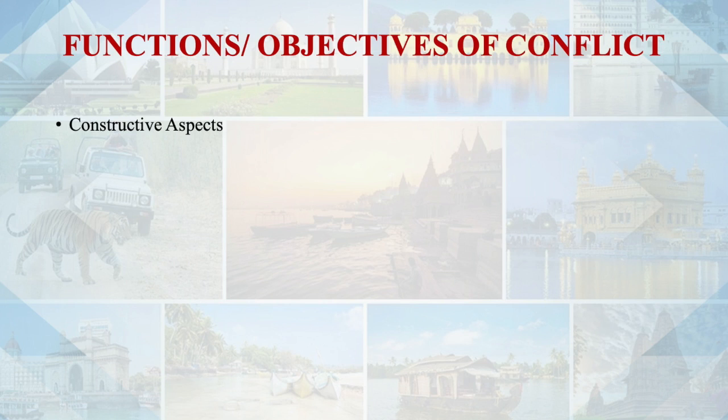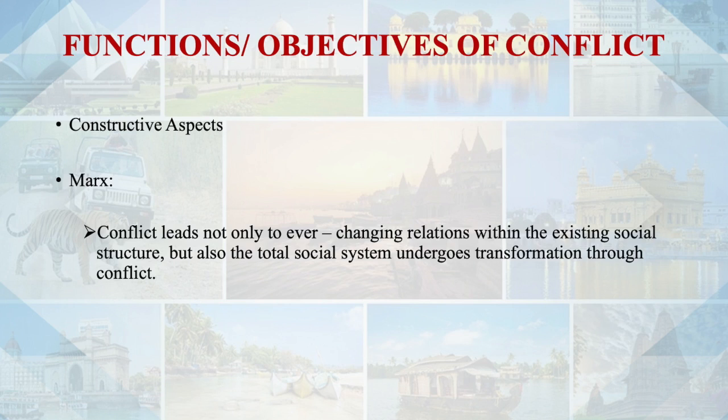Let us first look at the conflict from the constructive point of view, meaning the constructive aspect. In this, Marx has said that conflict leads not only to ever-changing relations within the existing social structure, but the total social system undergoes a transformation through conflict. So the basic tenet of the Marx definition is that under conflict, the total social system undergoes transformation.